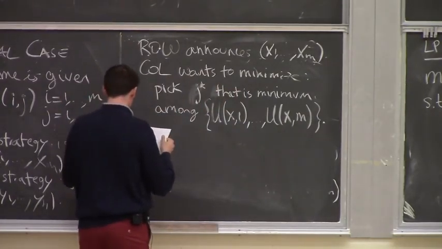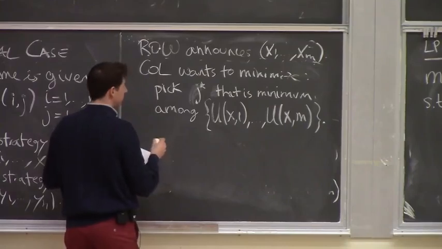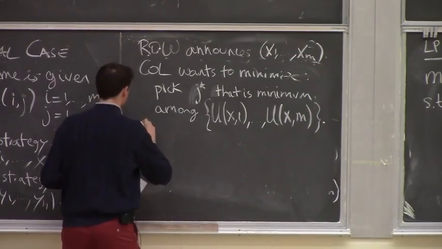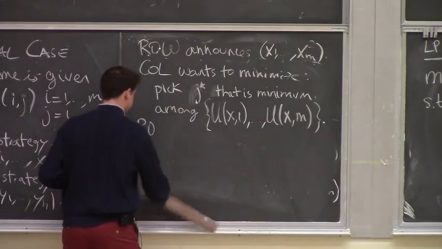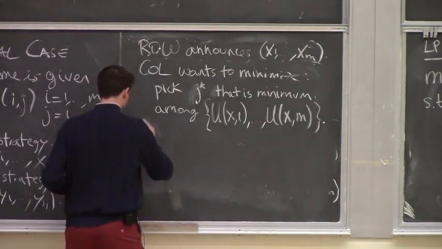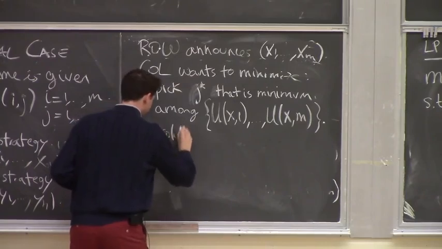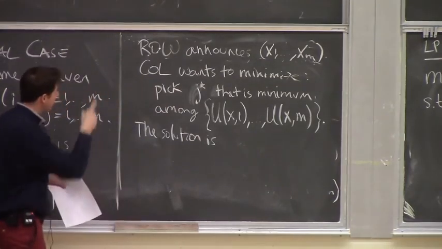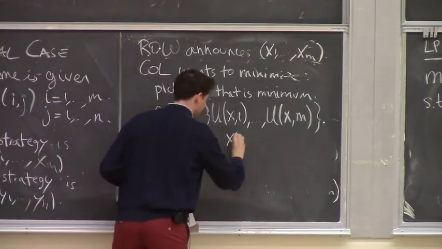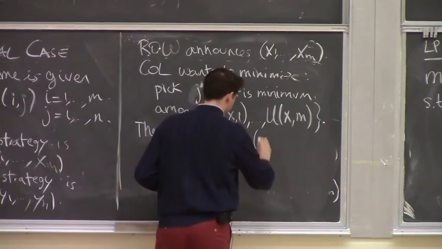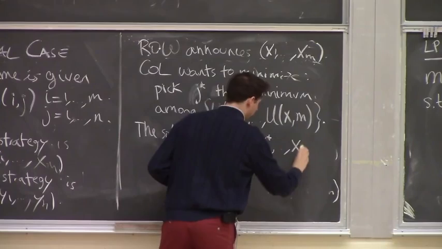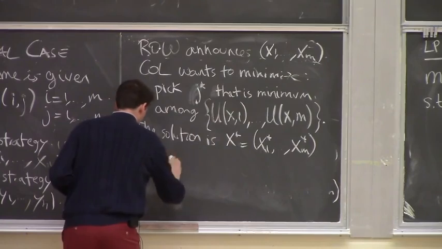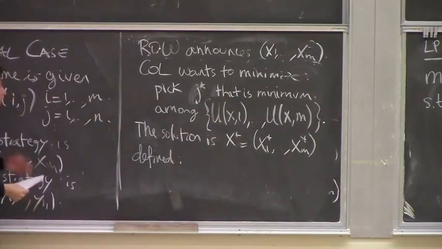So how do we write this? We're going to say that the solution for the row player is x star, which is x1 star up to xm star, defined as follows. Here I'm not writing the linear program yet. I'm just telling you what it will pick.